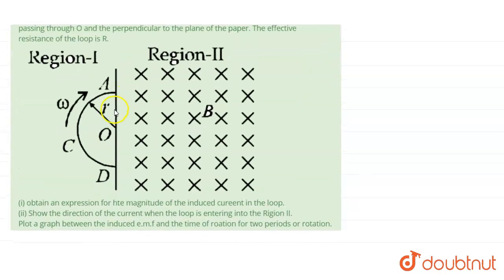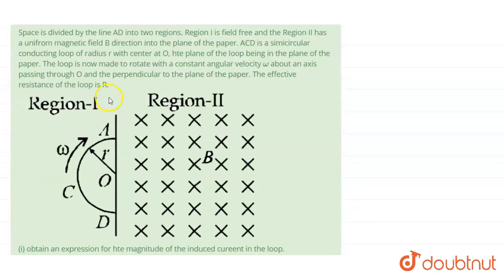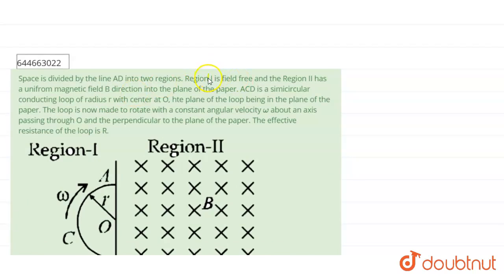Hello students, our question is given as: space is divided by the line AD into two regions. So here two regions are there, region 1 and region 2. Region 1 is field free and region 2 has a uniform magnetic field B, direction into the plane of the paper.